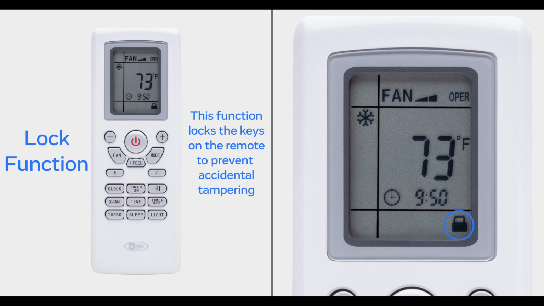Most remotes have a child lock function. This is a function setting that can be set by pushing two buttons simultaneously. This varies by remote, so please refer to your user manual on which buttons activate the child lock function. This function locks the keys on the remote to prevent accidental tampering. This should cover most of the functions and buttons found on our AC Pro mini split remotes and should help homeowners get the most out of their new unit.